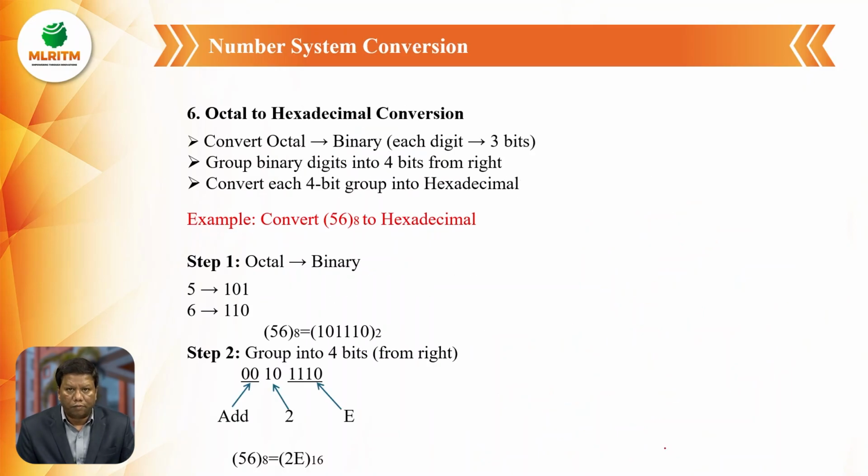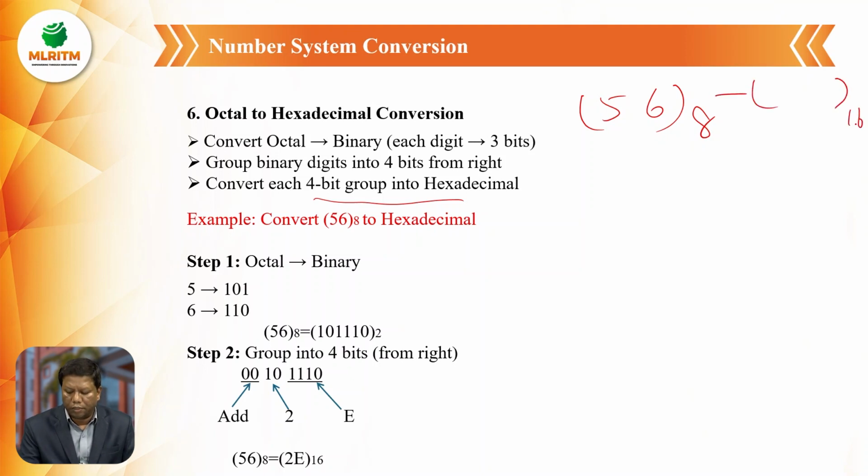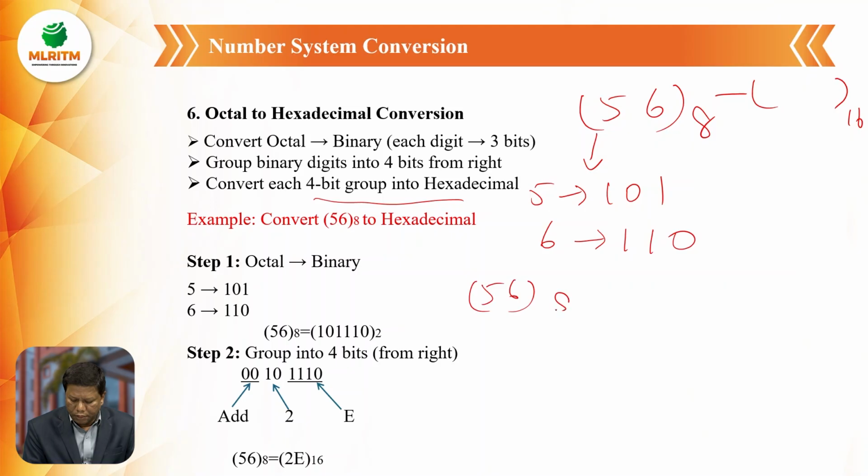Octal to hexadecimal conversion. Convert octal to binary, each digit 3 bits. Group binary digits into 4 bits from the right. Convert each 4-bit group into hexadecimal. Example is 56 to the base 8, convert into hexadecimal 16. First write down the 5 value in binary 101, 6 is 1 1 0. So 56 to the base 8 can be written as 101 110.